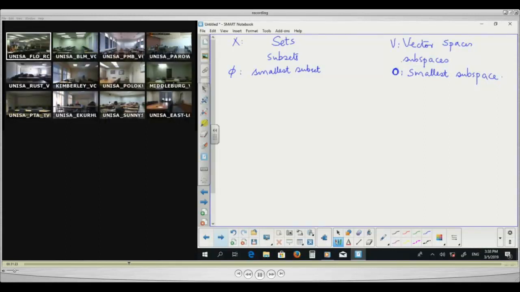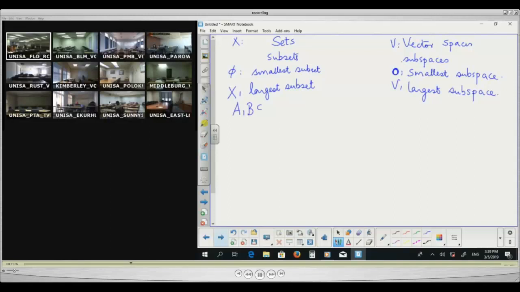Now comes a few other questions over here. Suppose A and B are subsets of X. This gives rise to the union A union B and the intersection A intersection B. They're subsets. So a similar question can be asked.